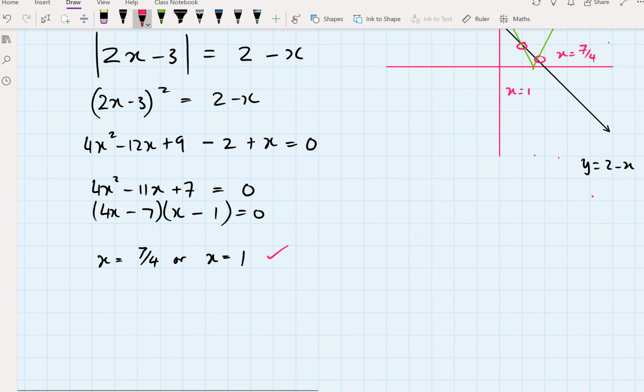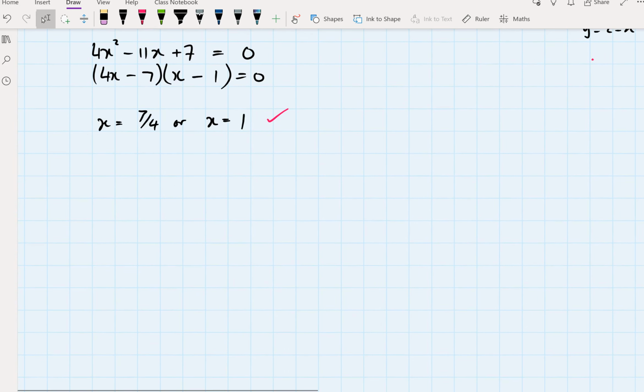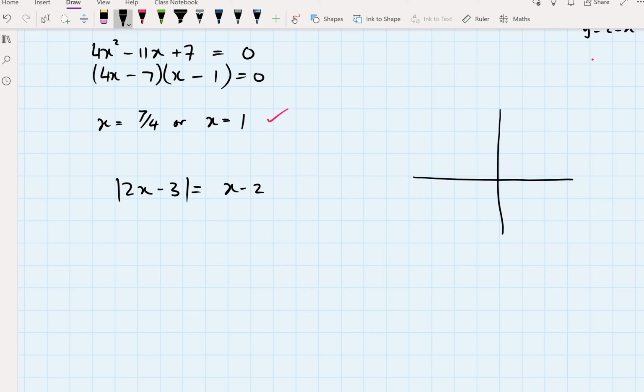If we made the equation slightly different, if we looked at something like the modulus of 2x minus 3 is equal to x minus 2, this is where having just a little rough sketch is not a bad idea. So I'm not going to worry too much about my diagram being accurate. x minus 2 is a line that's going to go something like that. It's going to cross over here at minus 2, and over there at 2.